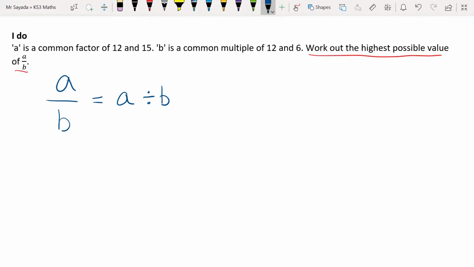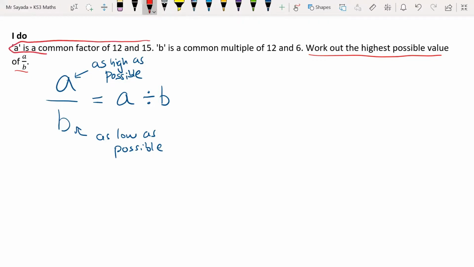Now I'm going to tell you a fact. To get the highest possible value of A divided by B, we want our number on the top to be as high as possible, and we want our number on the bottom to be as low as possible. So to get A over B to be the highest possible thing, we want A to be as high as possible and B to be as low as possible. Therefore, if you look at the question, we have A is a common factor of 12 and 15.